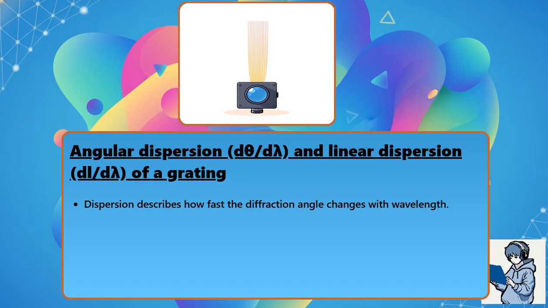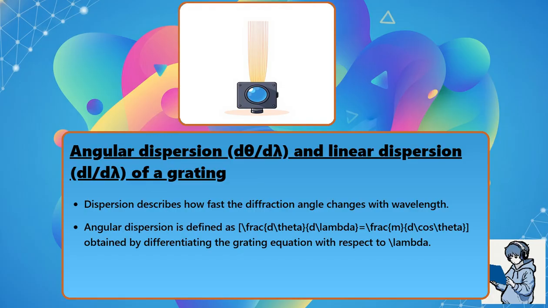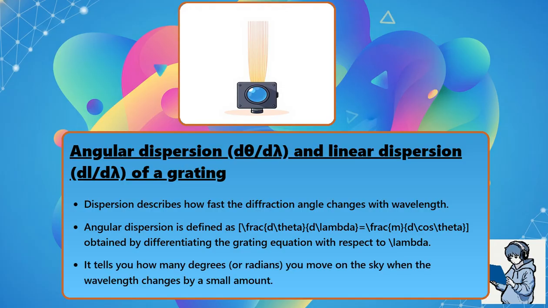Dispersion describes how fast the diffraction angle changes with wavelength. Angular dispersion is defined as d theta over d lambda equals m over d cos theta, obtained by differentiating the grating equation with respect to lambda. It tells you how many degrees or radians you move on the sky when the wavelength changes by a small amount.